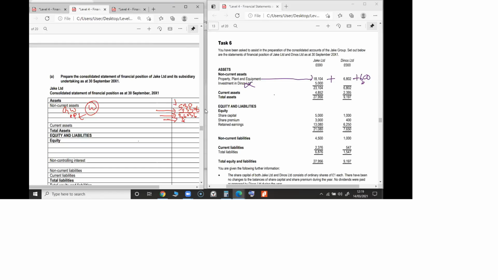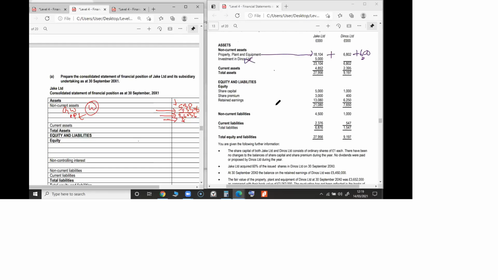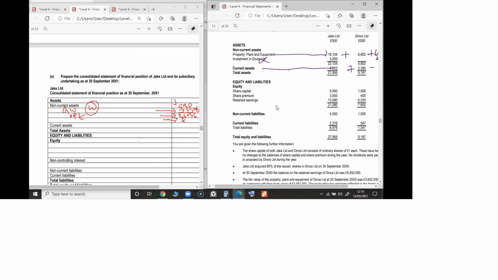Anyway, current assets is a straight add up. Where is our current asset? Total current, there you go. These two add up. Give me a figure, 4852 current asset, 4852 plus 2395. Give me a figure, please. 7247. Is it correct? 7247. Thank you, everybody. That is correct.